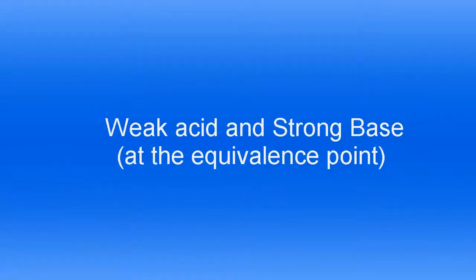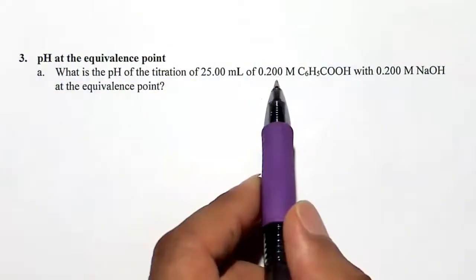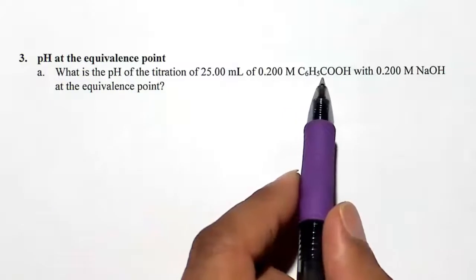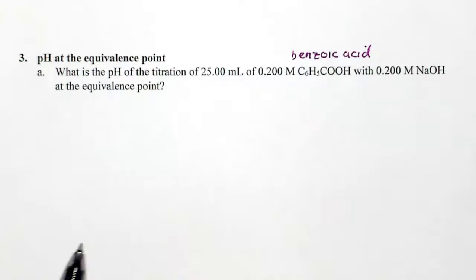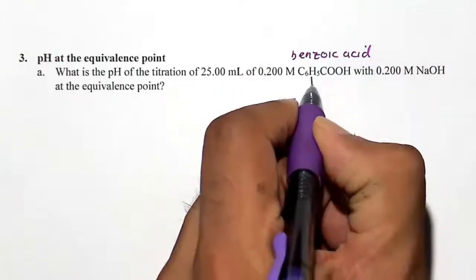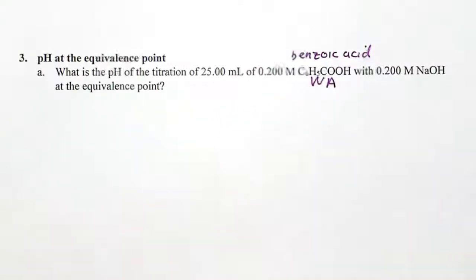Attempt this problem here where we're asked to find the pH of the equivalence point in which 25 mL of 0.2 molar C6H5COOH, that is benzoic acid, is reacted with 0.2 molar sodium hydroxide at the equivalence point. So benzoic acid, you have to ask yourself the question, is this a strong acid and an easy source of protons, or is it a weak acid and a relatively weak source of protons, henceforth you'll have an equilibrium? It's not part of our list of strong acids, so we have a weak acid in benzoic acid.